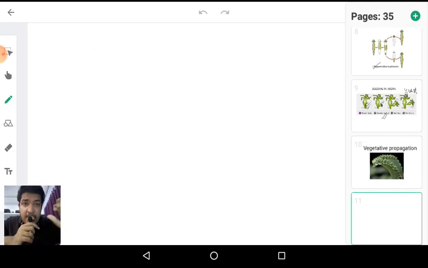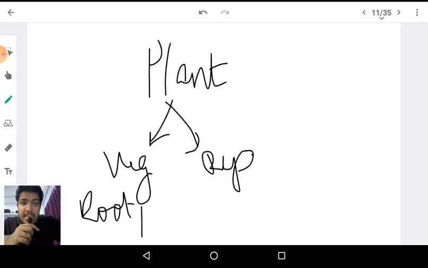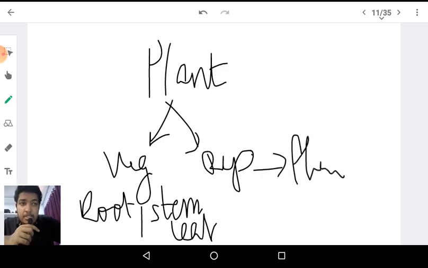Vegetative reproduction is a method of asexual reproduction which happens in plants. So first of all, let us look at the parts of a plant. In a plant, there are some vegetative parts and there are some reproductive parts. The vegetative parts of a plant include root, stem, and leaf. And the reproductive part is the flower. So if a new organism is formed from any of the vegetative parts, that is from the root, stem, or leaf, then it is known as vegetative propagation.